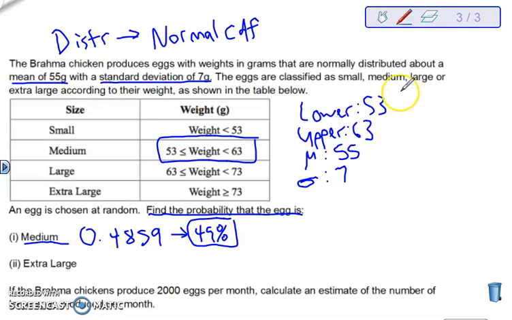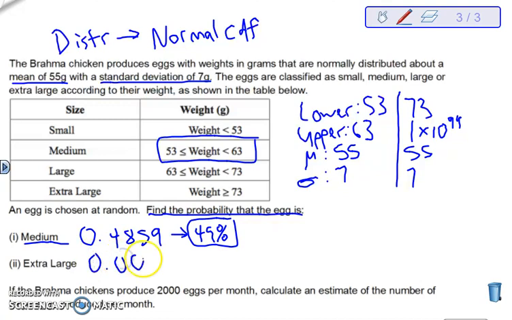All right, so for extra large, notice we have a minimum value, but not a maximum value. So since you cannot type infinity and we don't have a maximum, you're just going to want to type some very large number. So we usually do 1 times 10 to the 99th power, which will be gigantic enough to get the information we need. But we're still using the same set, so the 55 and the 7 will be the same. And if we do that, we should get 0.0051, which is about 0.5%.